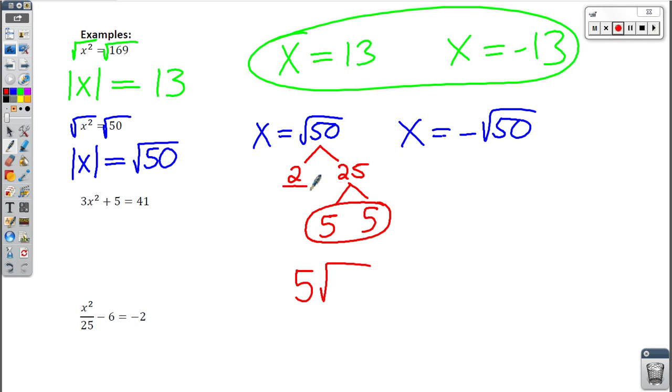And then anything that's left over isn't multiplied by something else like itself, so it's going to stay underneath the radical. And so we get 5 times the square root of 2.